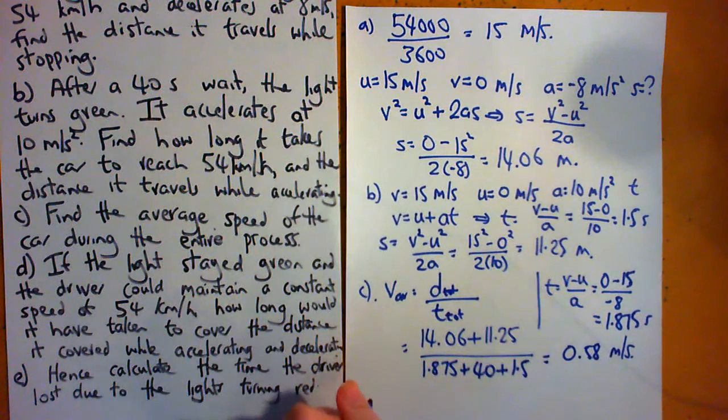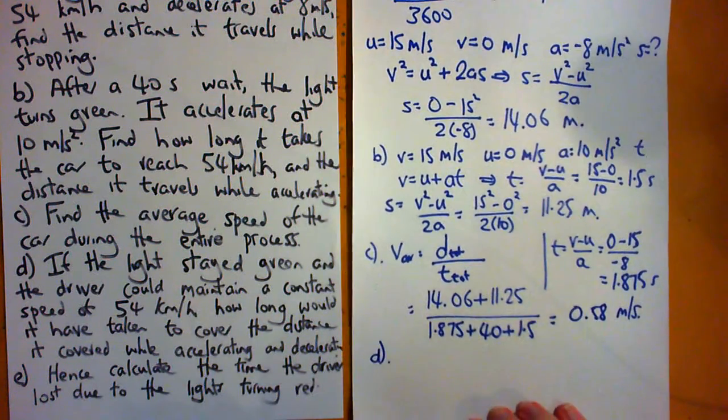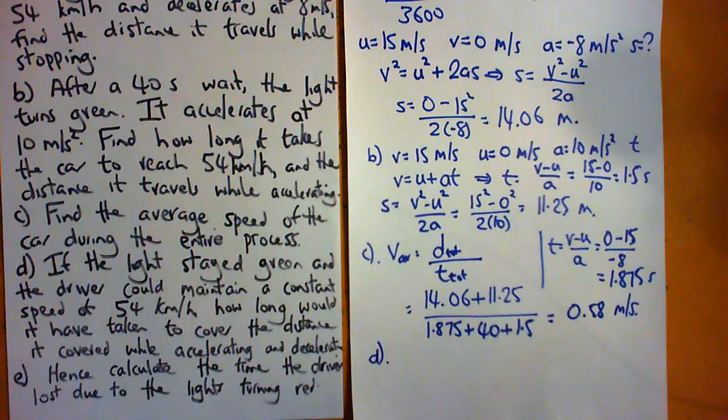Okay, now question D, which is, if the light stayed green and the driver could maintain a constant speed of 54 kilometers per hour, how long would it have taken to cover the distance it covered while accelerating and decelerating? So we're dealing with constant speed. We're thinking about what would have happened if the light had never turned red and they could maintain a speed of 15 meters per second all the way through.